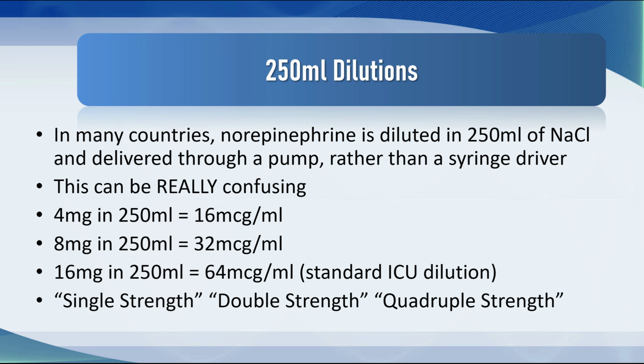There is also a tendency for people to use nebulous terms like single strength, double strength, and quadruple strength. And I find this really difficult. This is a very powerful drug that affects blood pressure. It's not a Belgian beer. And it's important that you just talk about the distinct standardized concentrations. And this is the concentration that I think you should be using if you're running norepinephrine through a central line from a 250 ml bag.